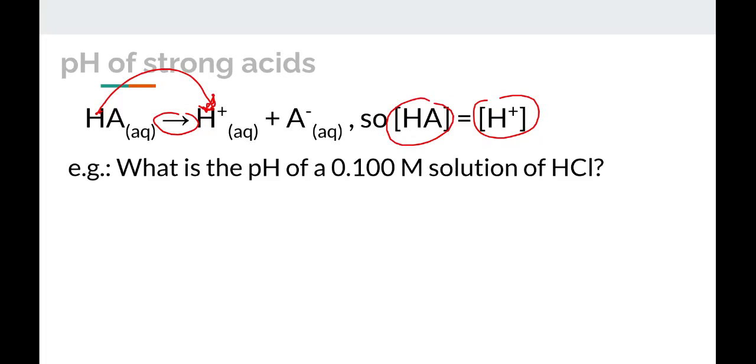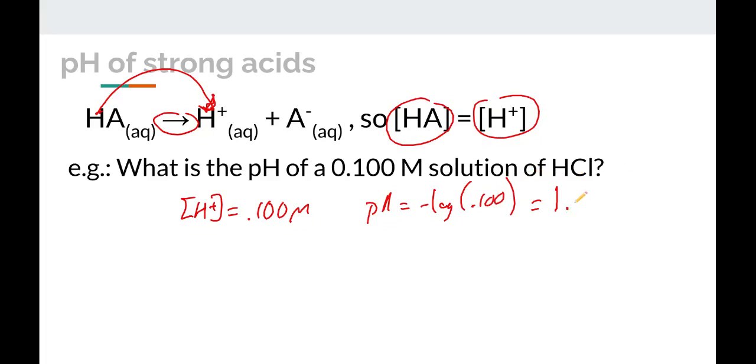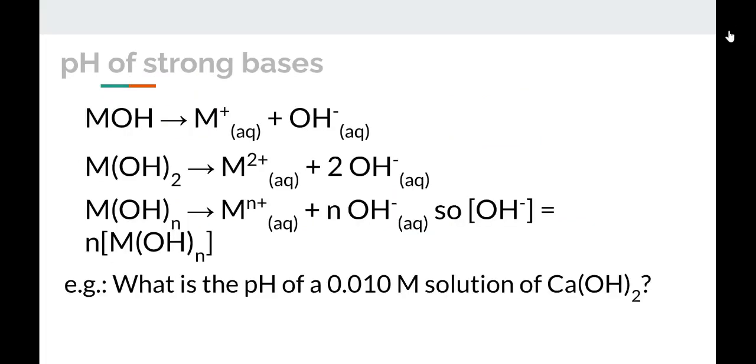So the pH of a 0.1 molar solution of HCl would be the pH of a solution where the H plus concentration is 0.100 molar. So that means pH would be the negative base 10 logarithm of 0.100. And this turns out to be 1. There are 3 significant figures in the number that I took the log of, so I should have 3 decimal places in my pH.